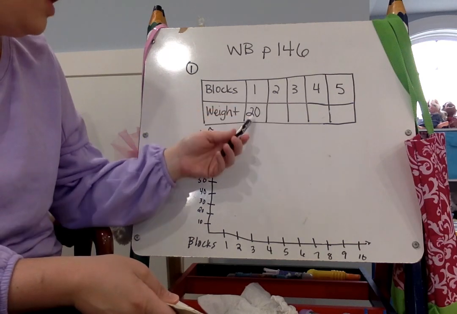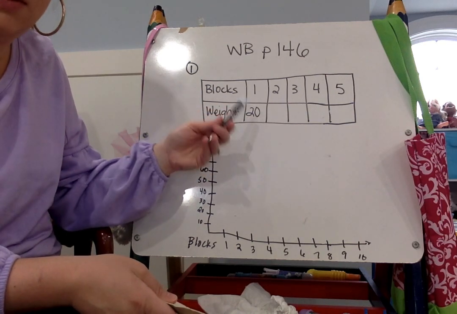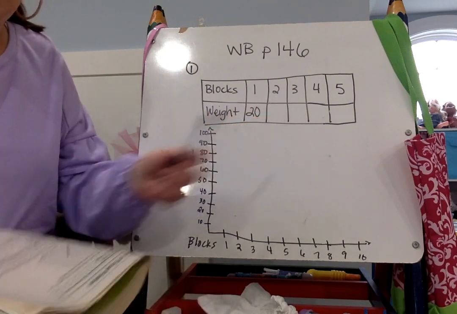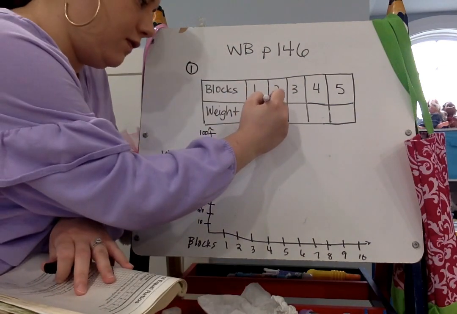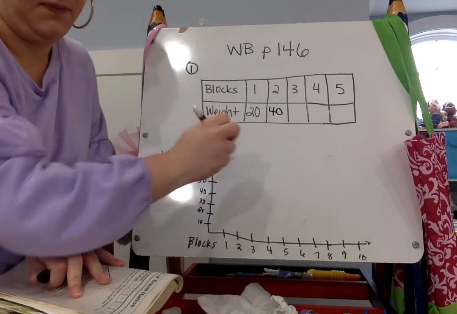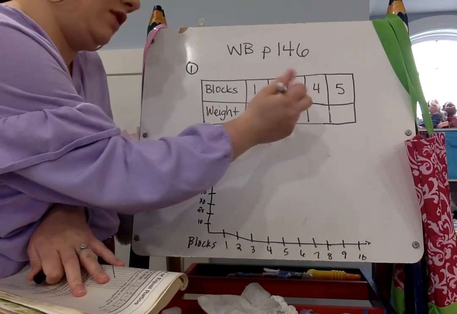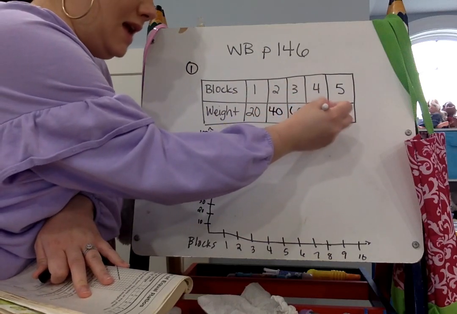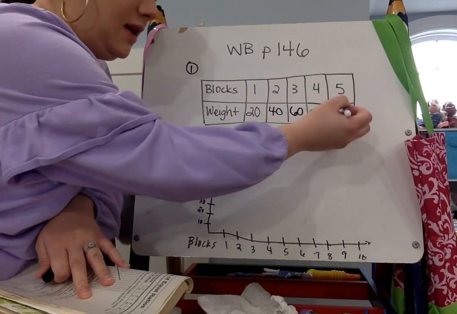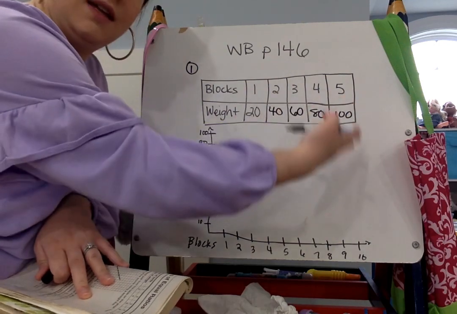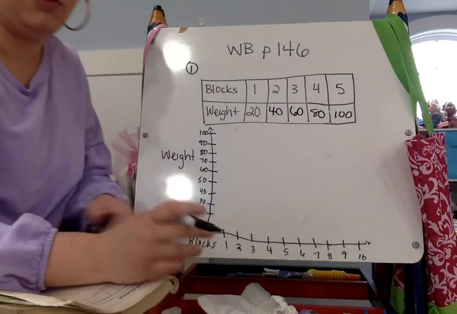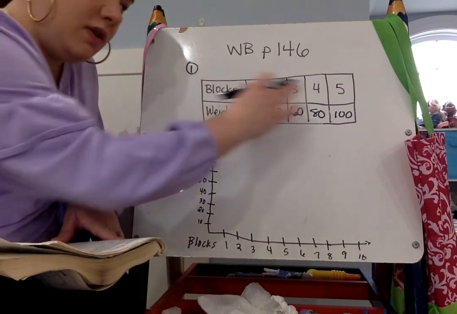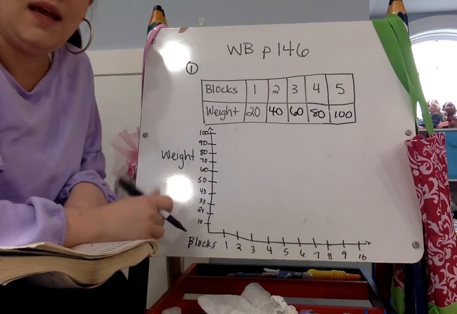So if we have one block, the total weight would be 20 pounds. So if one block weighs 20 pounds and you have 2 blocks, then you would end up with 40 pounds worth of blocks. And then you continue that same pattern. If you have 3 blocks, that would be 60 pounds. 4 blocks would be 80 pounds. And then 5 blocks would be 100 pounds. So you have to continue that table. That's a function table.